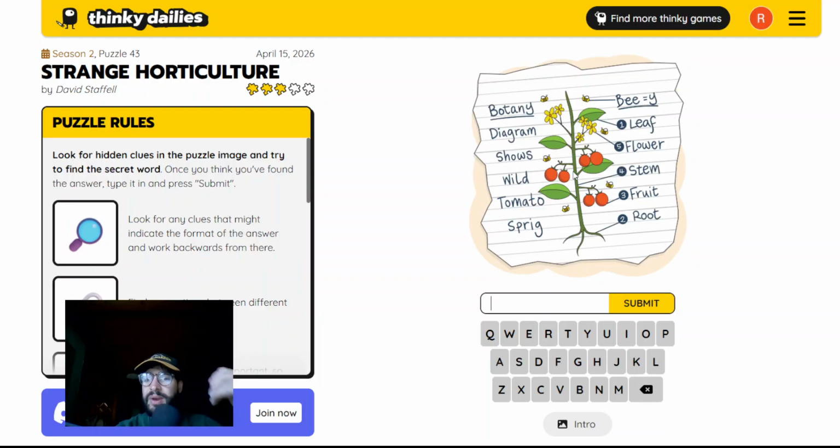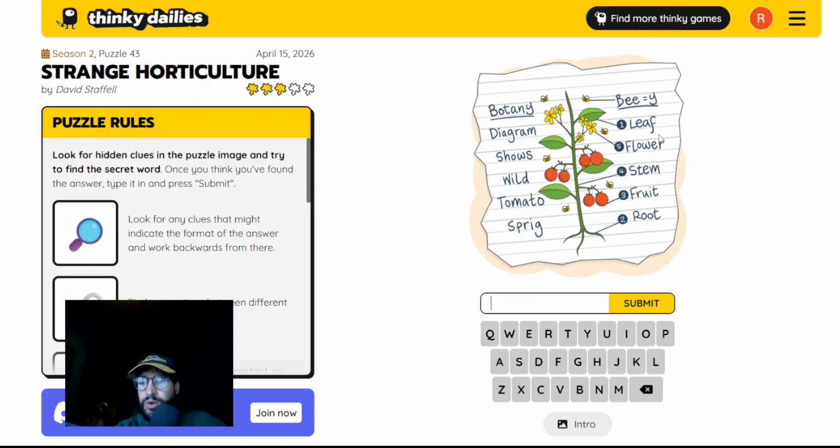But now, botany diagram shows wild tomato spring. So what do we do with this? We know how to decipher this. We know what this means, but what's the answer that we need to input? Botany diagram shows wild tomato spring. And we know what botany means. What about the leaf, flower, stem, fruit, and leaf, root, fruit, stem?